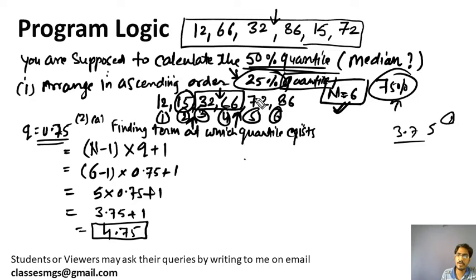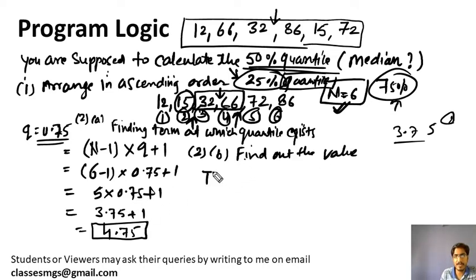4.75th term is between 4 and 5. So to find out the exact value, you can use the formula again that we have used last time. Find out the value. In this step, what we will do? We will apply this formula T1 plus B into (T2 minus T1). So T1 will be what? T1 will be the fourth term. So the fourth term value is what? 66. So 66 will be the T1.